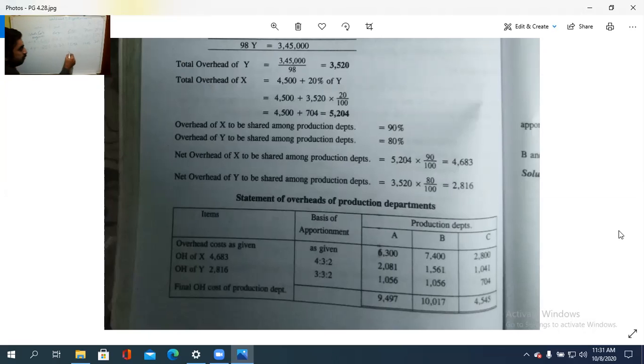Take the total of these, that is the apportionment. So 9497, 117 and 4545. Clear? So this is the final overhead cost of production.